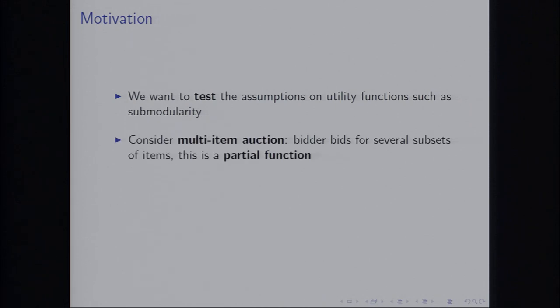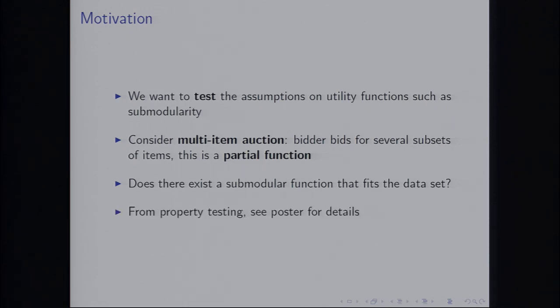The data we can get from, for example, a multi-item auction. There are many items and a bidder bids for several subsets of items. So basically we have several subsets of items and the corresponding bids, that is utility. And if this utility is truly submodular, then there must exist an extension. So this is the problem. Another motivation is property testing, and you can see the poster for more details.